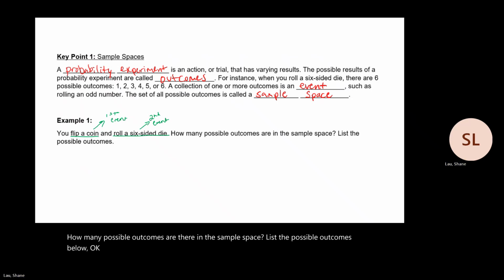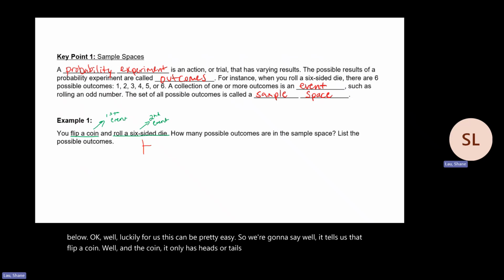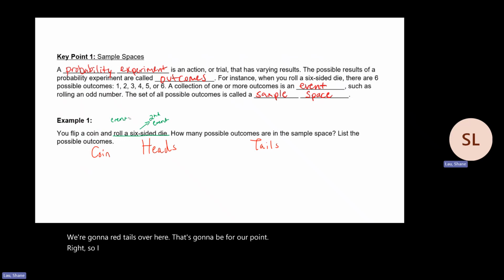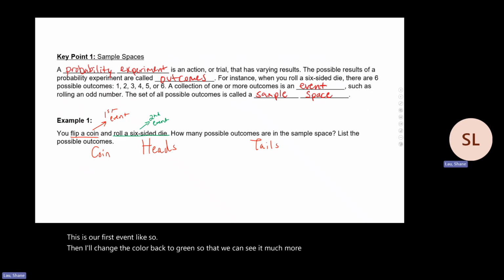Well, luckily for us, this can be pretty easy. It tells us to flip a coin, and the coin only has heads or tails. So we'll write heads up here, and tails over here. That's going to be for our coin. Let me go ahead and erase this so that we can color coordinate. So this is our first event. And then I'll change the color back to green so that we can see it more clearly.